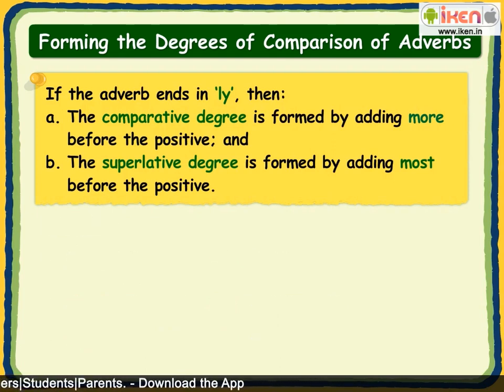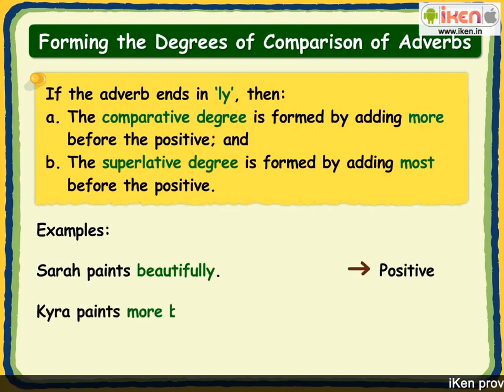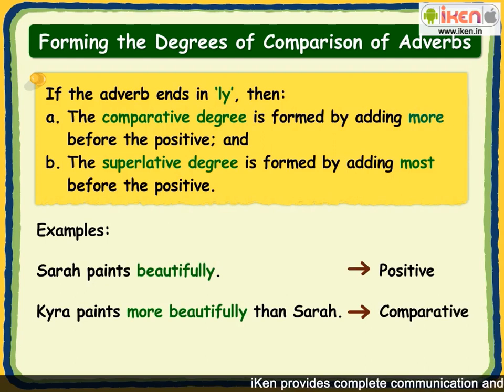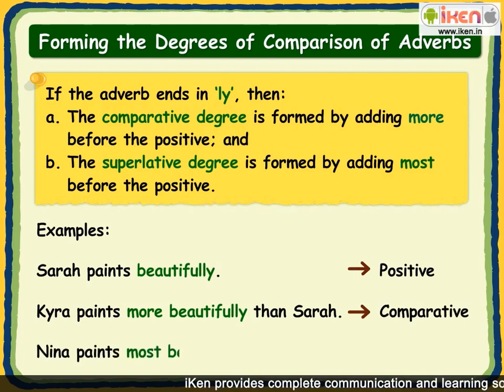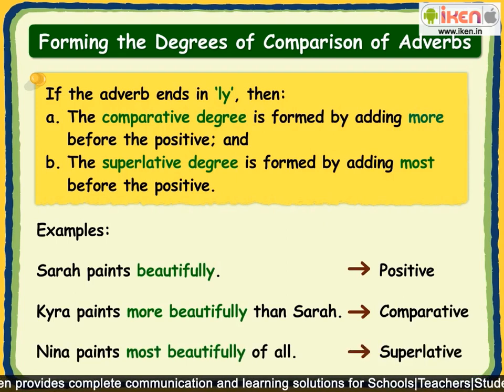Let's use these three forms in sentences. Sarah paints beautifully. This sentence is in the positive degree. Kyra paints more beautifully than Sarah. This sentence is in the comparative degree. Nina paints most beautifully of all. This sentence is in the superlative degree.